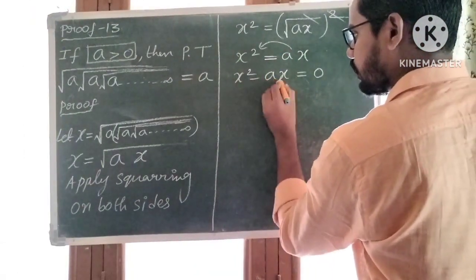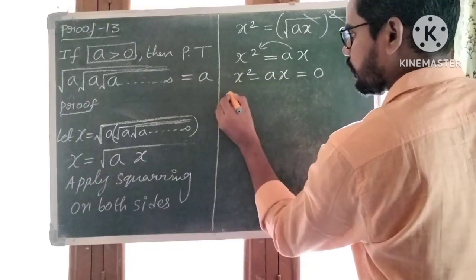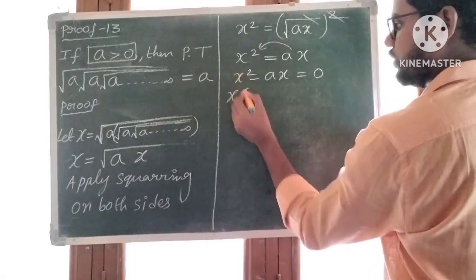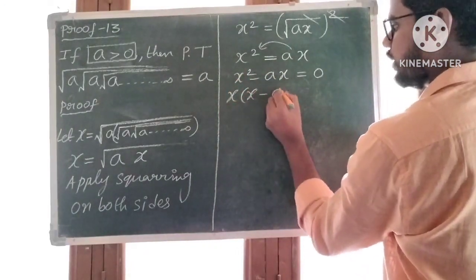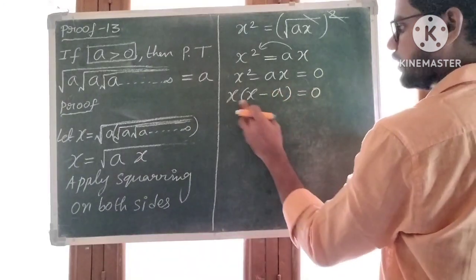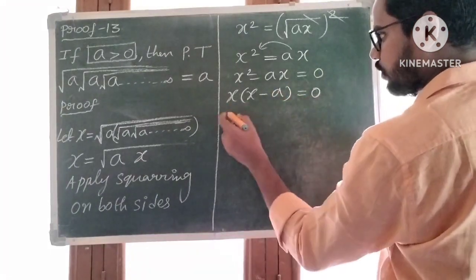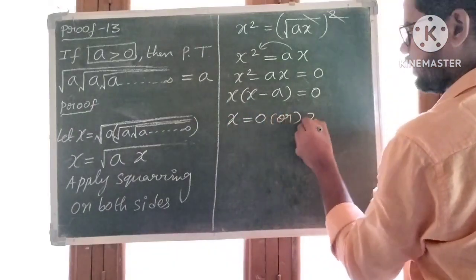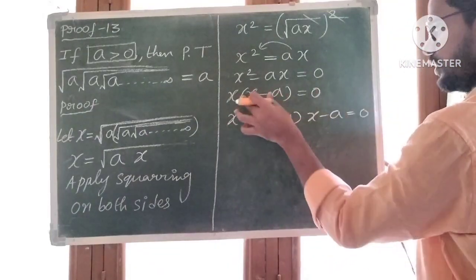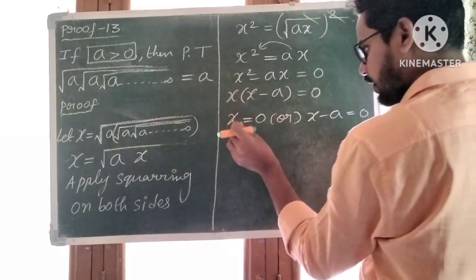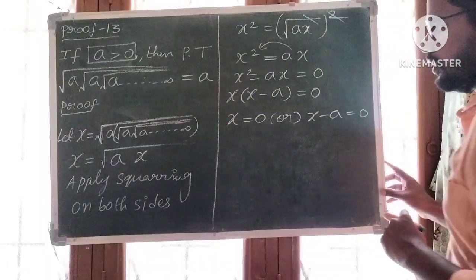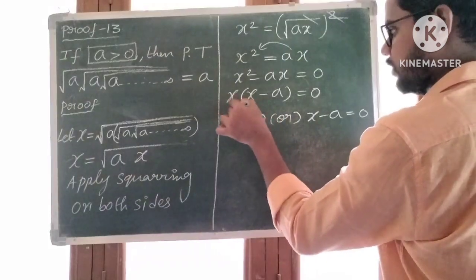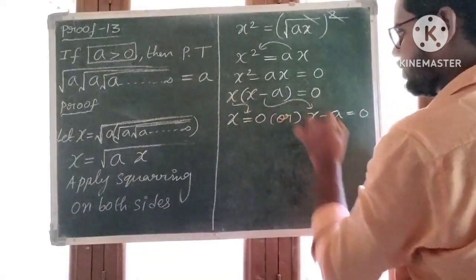Now what is the common factor here? The common factor is x. So here one more x is there, minus a is equal to 0. This product x into x minus a is equal to 0. This product is equal to 0 when either x is equal to 0 or x minus a is equal to 0. Okay, so either x is equal to 0 or x minus a is equal to 0.